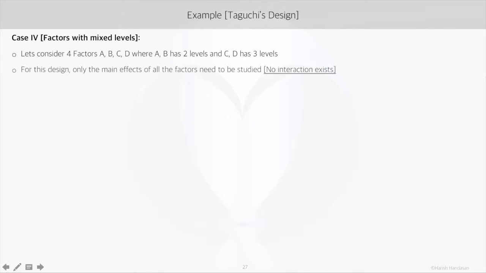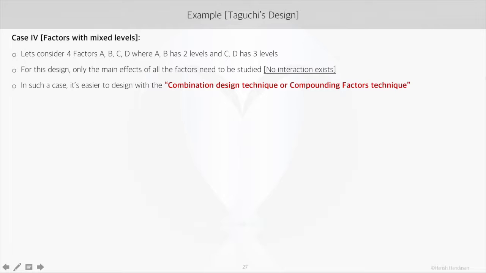Now let's take a new case where we have four factors, A, B, C, D, where A and B are at two levels, and C and D, they have three levels. And in this case, we will study only the main effects of all the factors, as there is no interaction. In such a case, we need not use dummy level technique. Alternatively, we can adopt the combination design technique, or it's also called compounding factors technique.